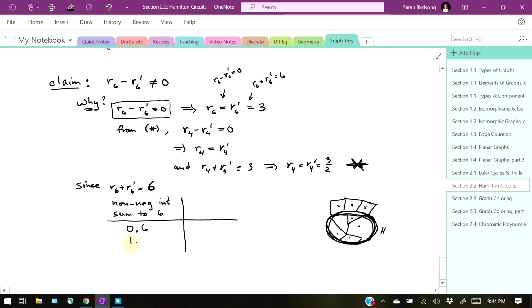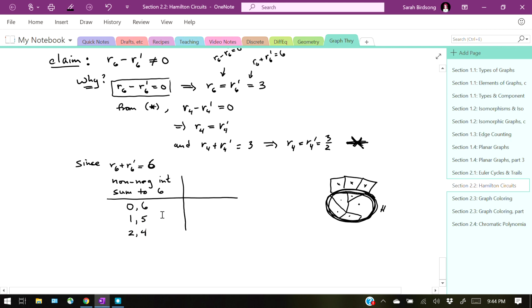You also have 1 and 5, so exactly one of the faces is inside the circuit or one of the faces outside the circuit. You could have 2 and 4. Notice I'm just doing pairs of integers that sum to 6, and we included 0, so non-negative. And then you could have 3 plus 3. Now, what do we know? We already showed that if we actually had 3 plus 3, crazy and stupid things happen, so that's not really an option. Okay, so I'll cross it off.